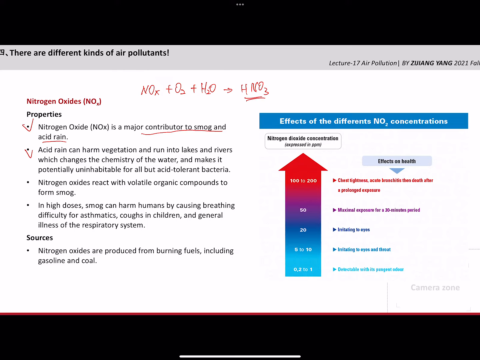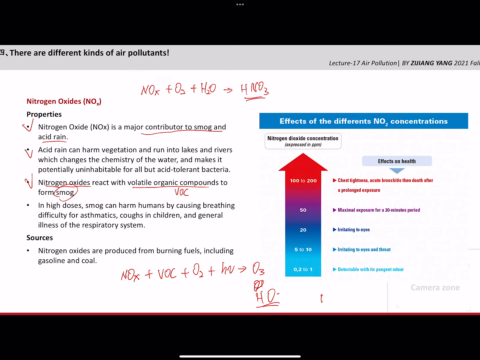I'm not going to read the adverse effects of acid rain, but we should also know that nitrogen dioxide will react with volatile organic compounds, VOC, to form smog. The smog here refers to air that has very strong oxidizing capability. So, for example, nitrogen dioxide can react with VOC, I will talk about VOC later, and oxygen with the sunlight, and then it will become ozone and this OH radical.